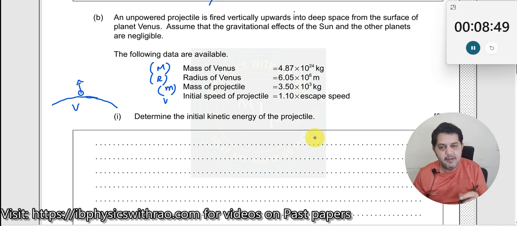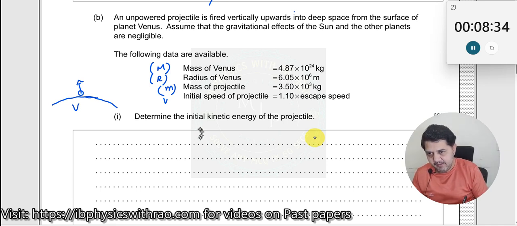If it is projected at escape speed, it will not come back to the planet. If it is projected at more than escape speed, definitely it will keep on moving, and it will escape from the gravitational pull of the planet. So that is one thing known. Determine the initial kinetic energy of the projectile. Kinetic energy, what is so special?